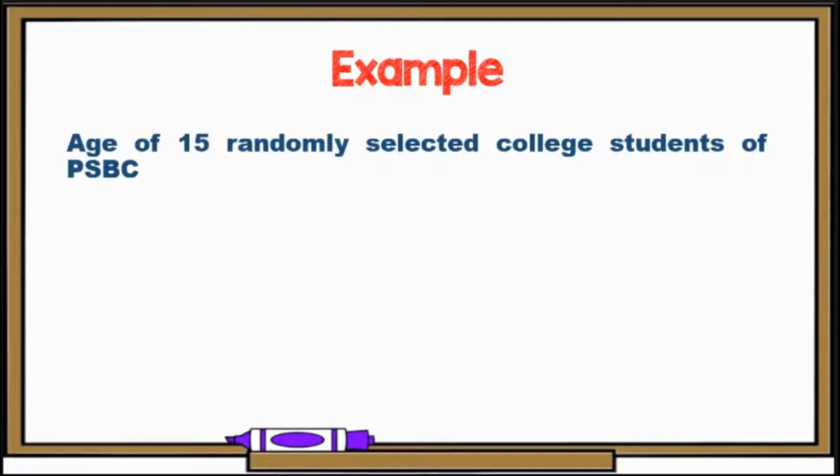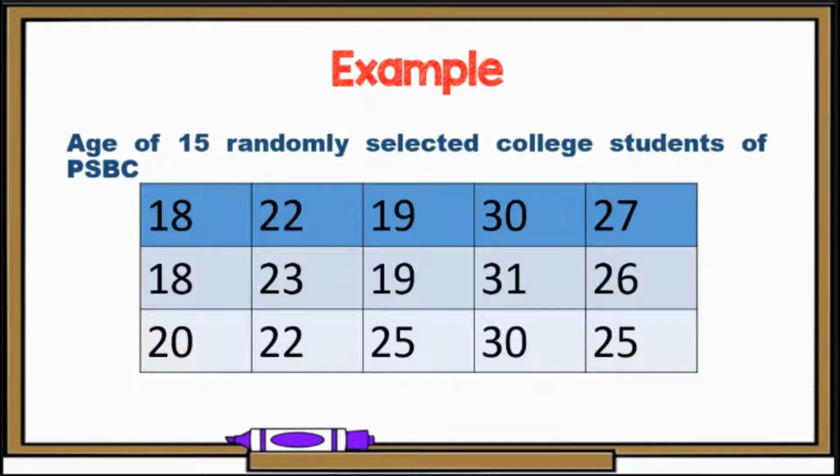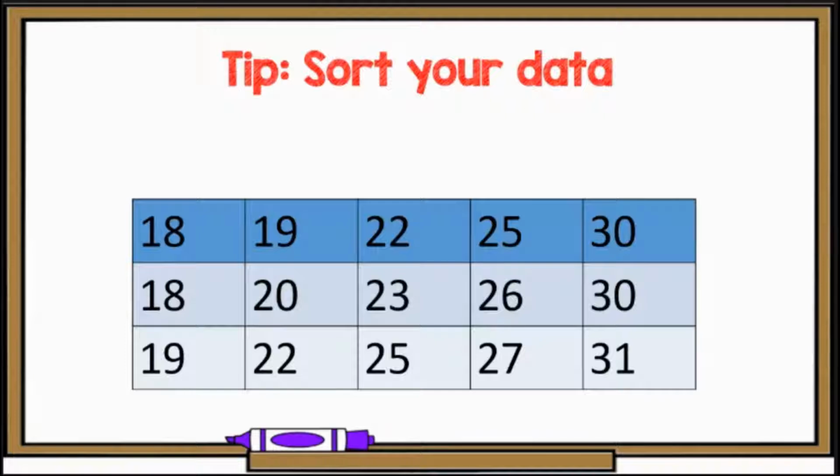These are the ages of 15 randomly selected college students of PSBC: 18, 18, 20, 22, 23, 22, 19, 19, 25, 30, 31, 30, 27, 26, and 25. So based from our steps earlier, we will be required to arrange our dataset from lowest to highest in an increasing order. So my tip is to sort your data before you proceed with the steps.